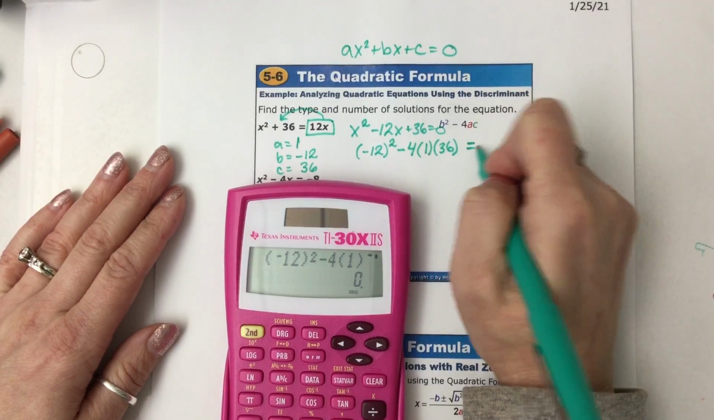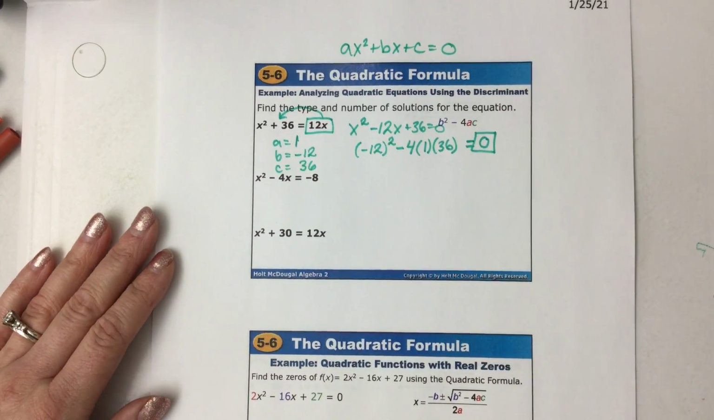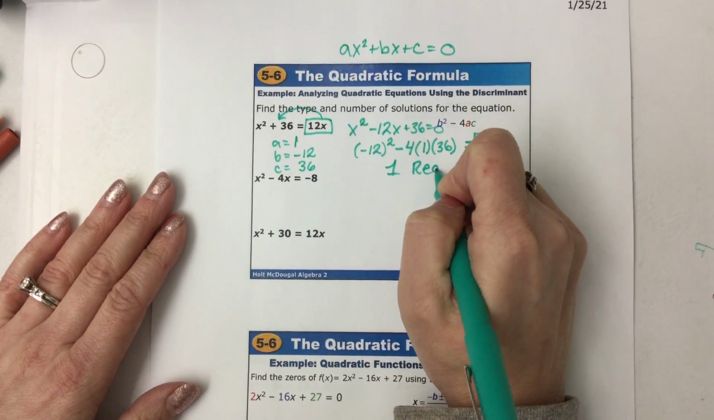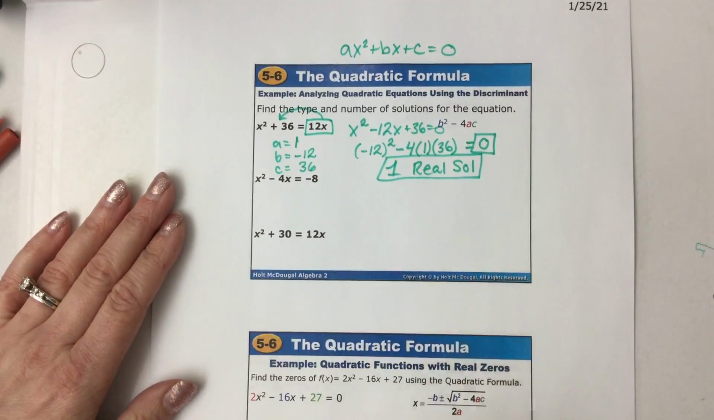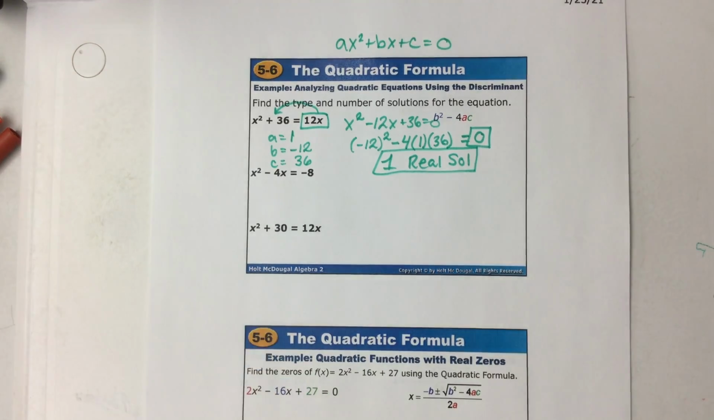The discriminant is 0. If b squared minus 4ac is 0, you have one real solution. This quadratic, if you graphed it, would touch the x-axis in one location. Let's look at another one.